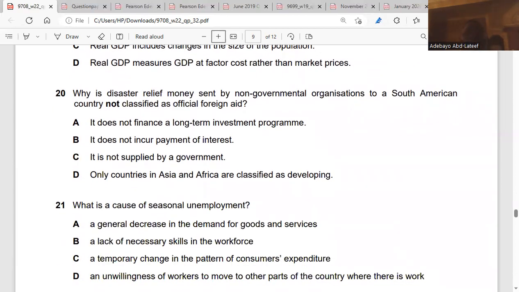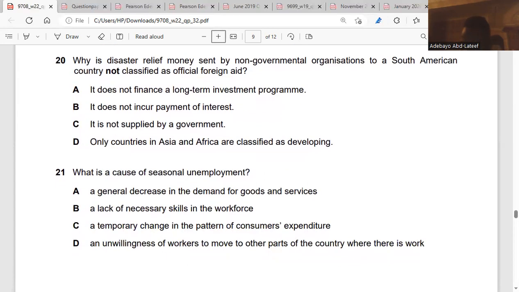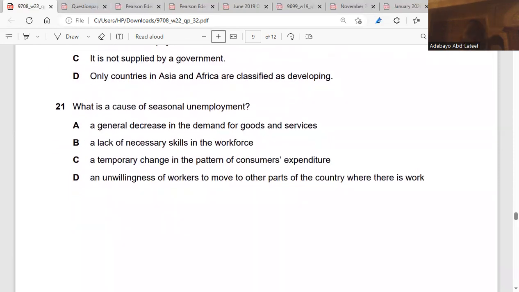Why is a disaster relief money sent by a non-government organization to a South American country not classified as official foreign aid? It's not classified as official foreign aid because it's not sent by government. If it was the government of a country, it would be foreign aid. Okay. So the answer is C. 21. What is the cause of seasonal unemployment? Seasonal unemployment will be as a result of a temporary change in the pattern of consumer expenditure. C. 22.